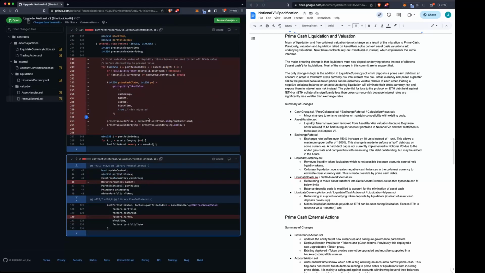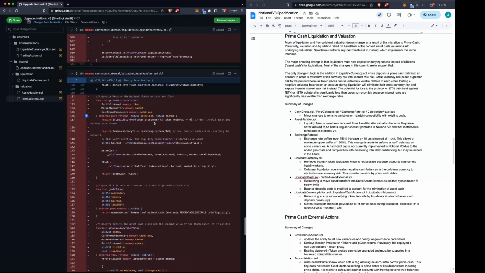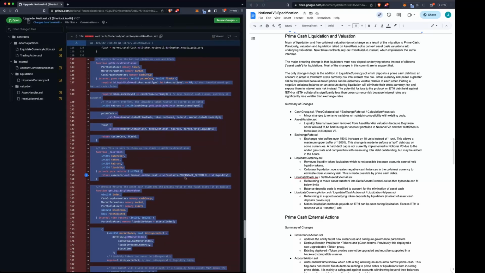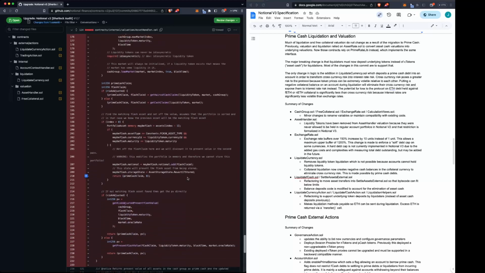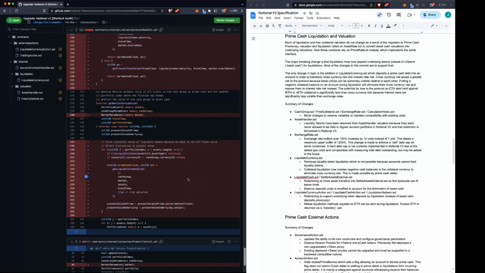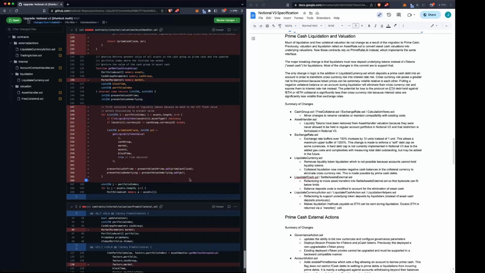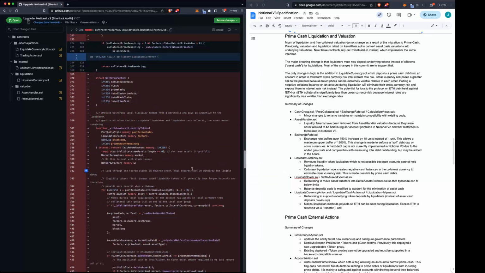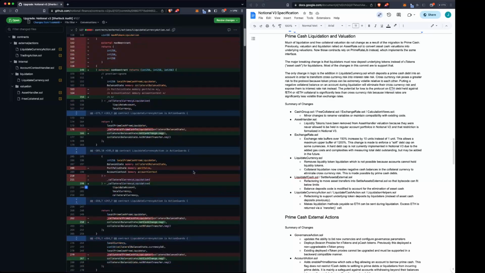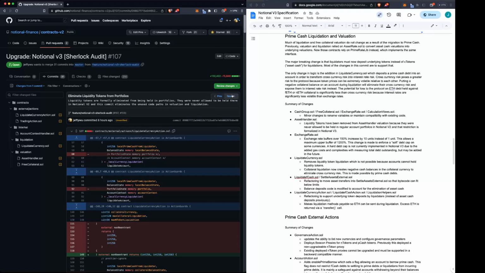Free collateral, this gets removed, and the vast majority of this asset handler, this valuation code, is all intended to value liquidity tokens, and we're no longer allowing you to hold those. So this is a great simplification and removes a lot of code from the system.